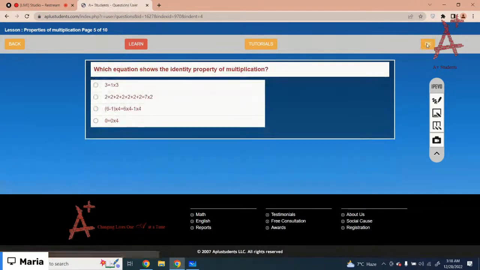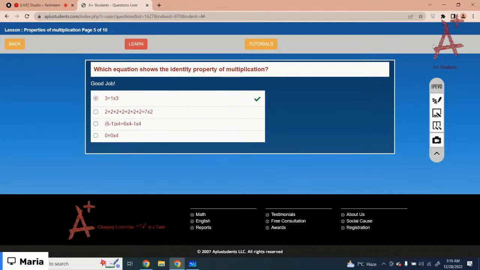Okay, which equation shows the identity property of multiplication? So which is the correct option? Identity means any number multiplied by 1 equals the same number. So which of the options shows the identity property? Which equation shows the identity of multiplication? Yes, identity means any number multiplied by 1 equals the same number. So it would be the first option. Got it?